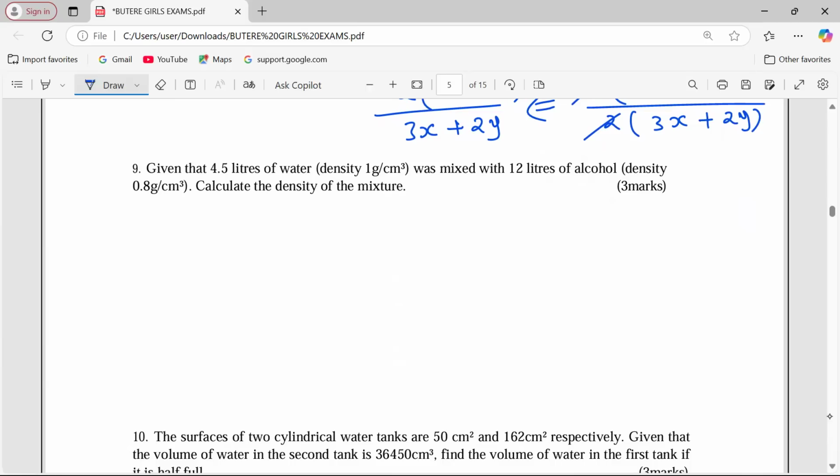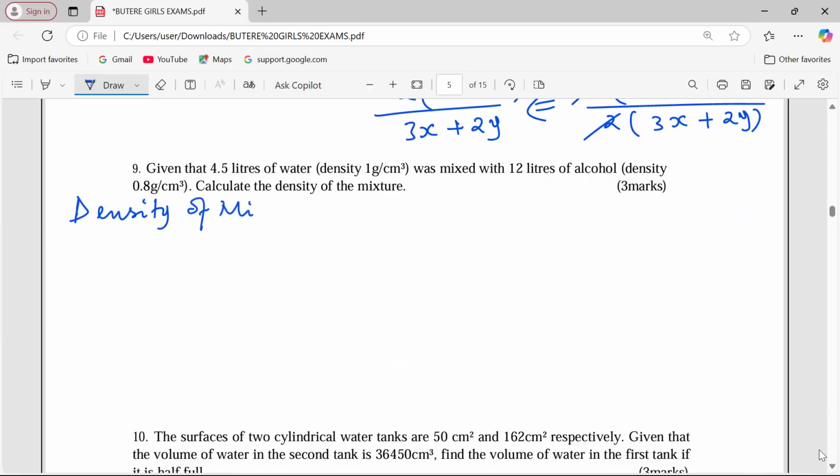Given that 4.5 liters of water, where the density of water is given as 1 gram per cubic centimeter, was mixed with 12 liters of alcohol, density 0.8 grams per cubic centimeter. Calculate the density of the mixture. All right, density of mixture. How do we get density of mixture? A very simple question from measurement in physics and also in mathematics.